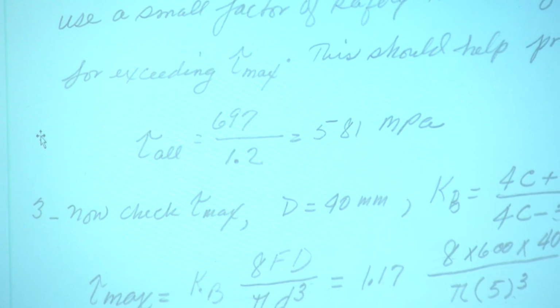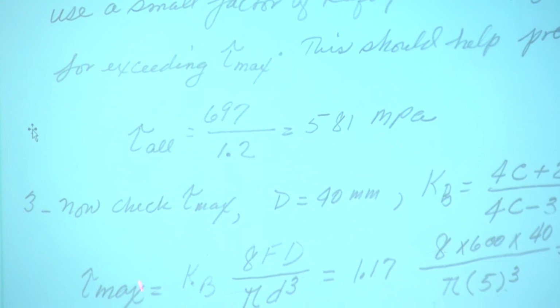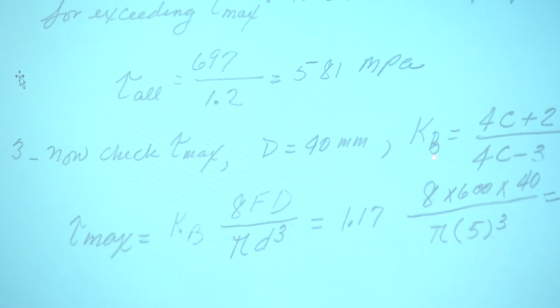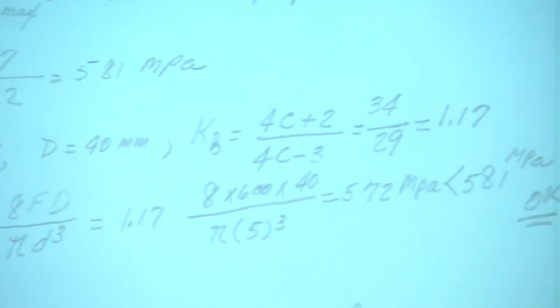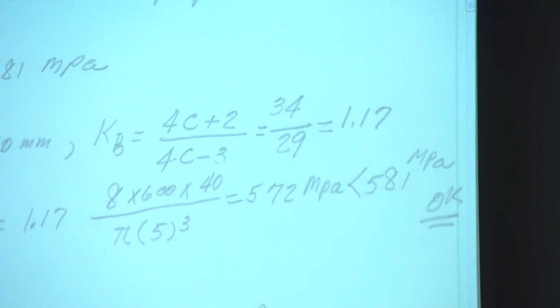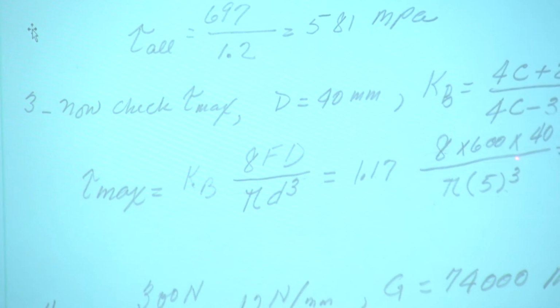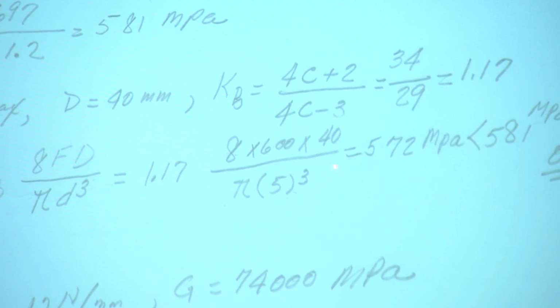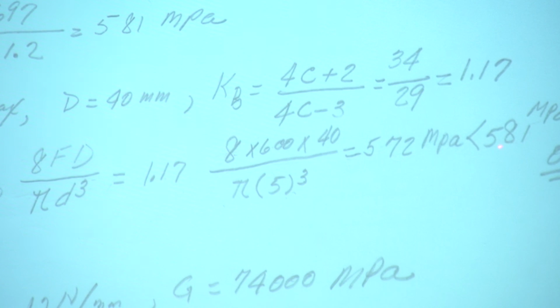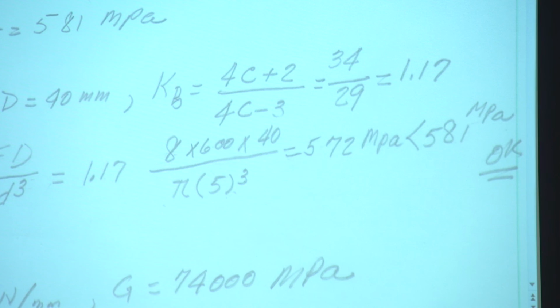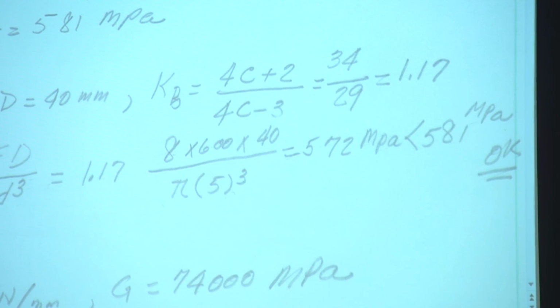The maximum stress in the spring is produced with the maximum load. So D is 40, there's KB, 1.17. Tau max is equal to KB, 8FD divided by pi d cubed, 1.17 times all of this. And all of that you have, 572, a little bit less than 581, so we're good. Remember that 581 has the factor of safety included in it already.